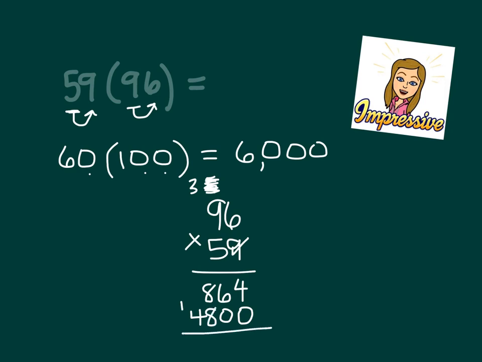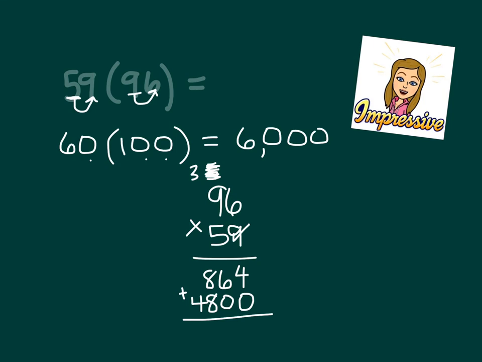Last thing I have to do is add my numbers. So now we'll take 4 plus 0, which is 4. 6 plus 0, which is 6. 8 plus 8 is 16. Carry the 1. And 1 plus 4 is 5. So my exact answer is 5,664. Again, you can see that my exact product and my estimated product are very close. Nailed it!